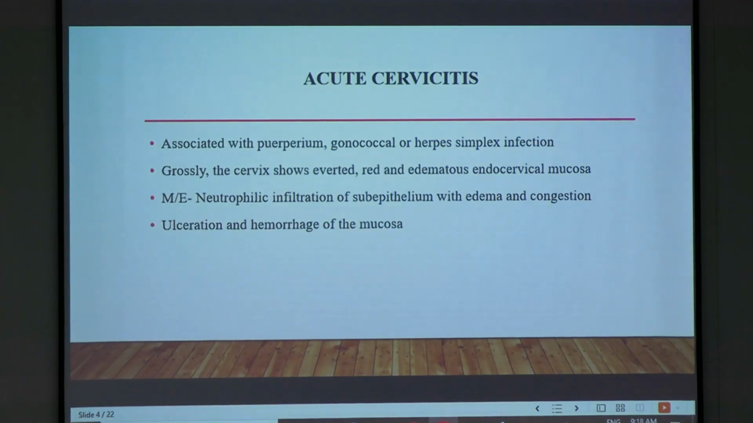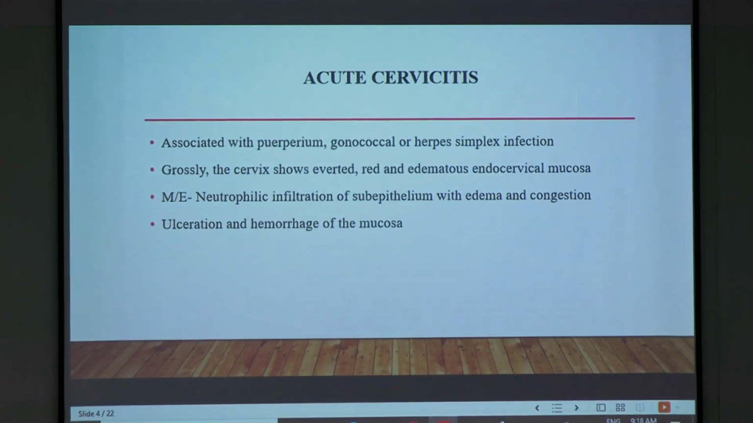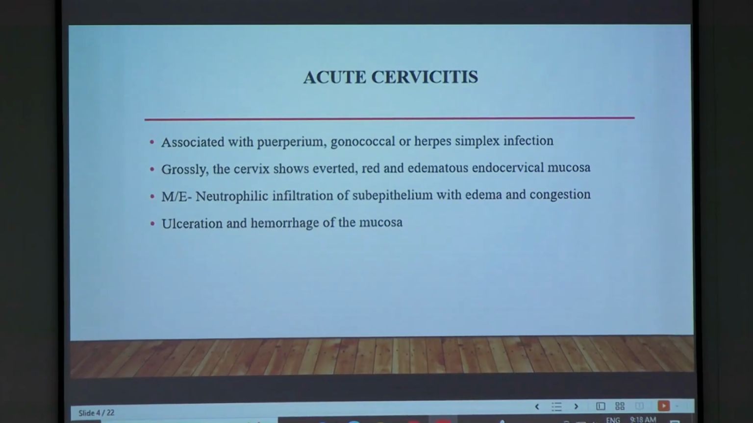And what we will see grossly on examination is that the cervix will be swollen, that is edematous. There will be a reddish appearance and also it will be everted. Everted means it swells up and comes a little outward. So this is what everted is. This is what you are going to see during your clinical examination. And on histomorphology, simple acute inflammation. So you will be seeing neutrophils. In the subepithelium there will be mostly neutrophilic infiltration, right?